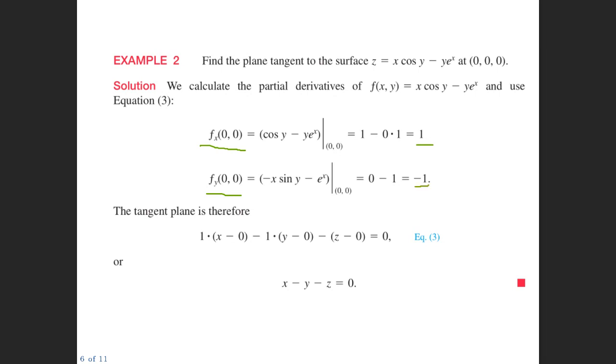And then we use the formula from the previous slide to write down that the tangent plane must be 1, x minus 0, minus 1 from the second partial derivative, y minus 0, minus z minus 0 is equal to 0, and rearrange that, we get x minus y minus z is equal to 0.